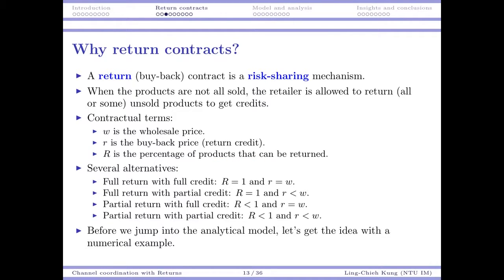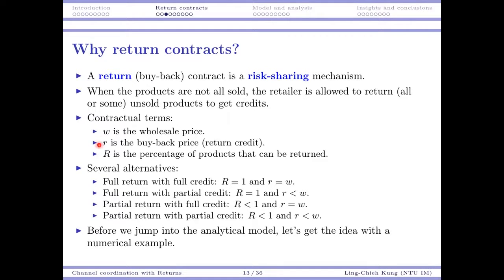For example, if I sold you 100 units, then probably I would say at most 20%, that means 20 units can be returned. If you have 80 units of unsold product, I only take 20 units, something like that. So capital R may be some number between 0 and 1, showing how much of the sold quantities can be returned.